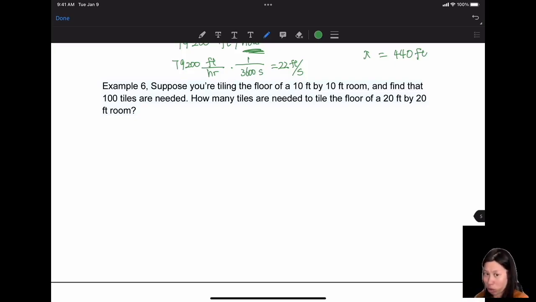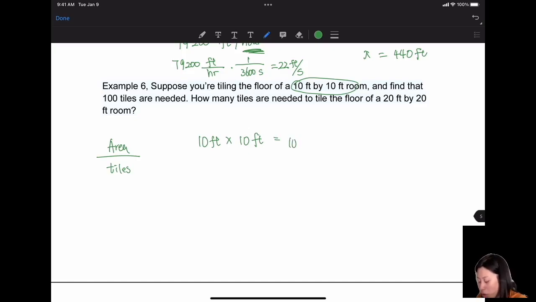So the ratio shouldn't be the length over the tiles that needed. They should change to what? The area over the tile that you need. Okay, so the first thing we need to do is we find out the area. You're tiling the floor at beginning, you're tiling 10 feet times 10 feet. So the area should be 10 times 10, which is 100 square feet.